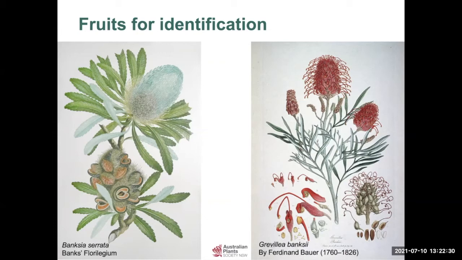And then also on the right, Grevillea banksii. This is by Ferdinand Bauer. You can see there are so many parts of the flower being illustrated there. You've not only got the actual flower, but on the bottom right, you can see the dead flower, and then what the individual fruits and seeds look like as well. So that was really conveying a lot of information in just one drawing.